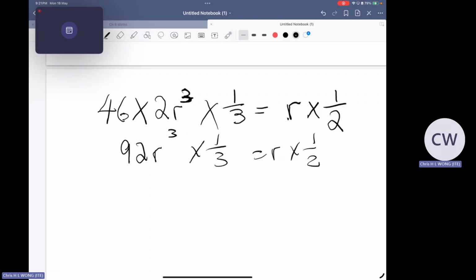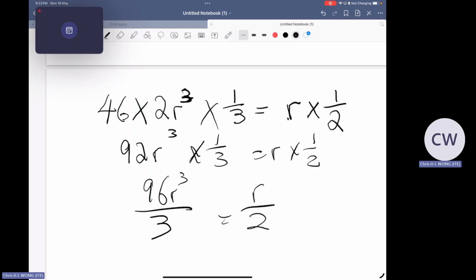So now I'll bring them together. I'll take 92 times r cubed, which is 1/3, isn't it? So I'll take 92 r cubed divided by 3, same, right? Equals r divided by 2. Am I right? So far, so good? All good, all of you? Do you know how to get this?